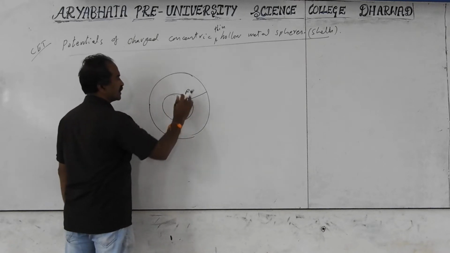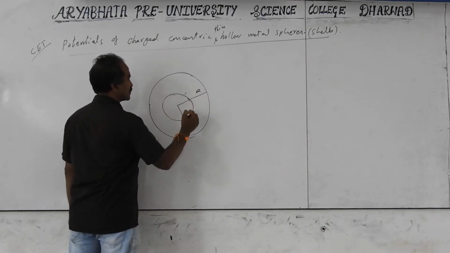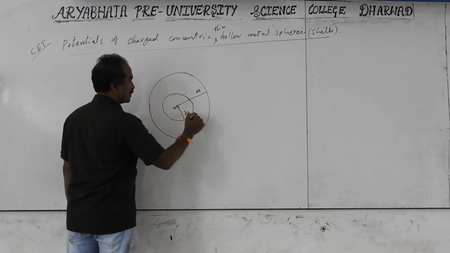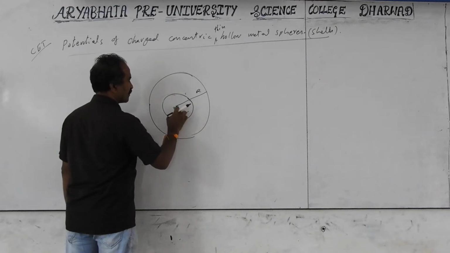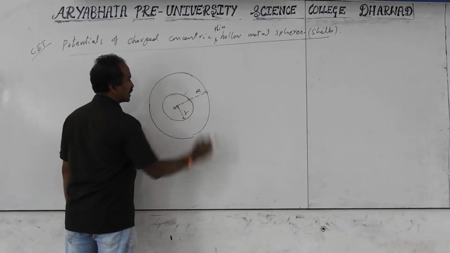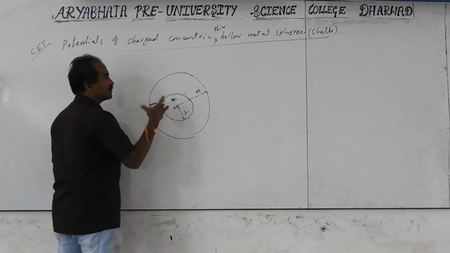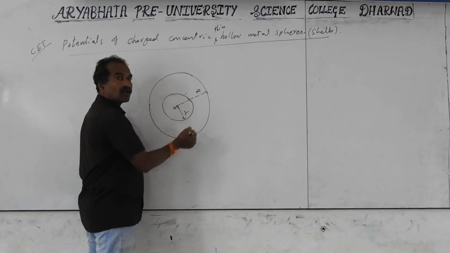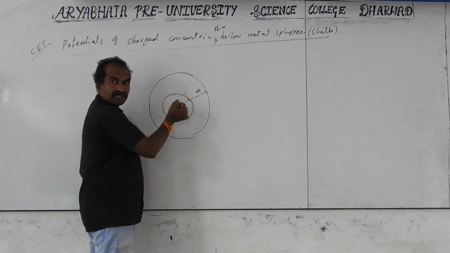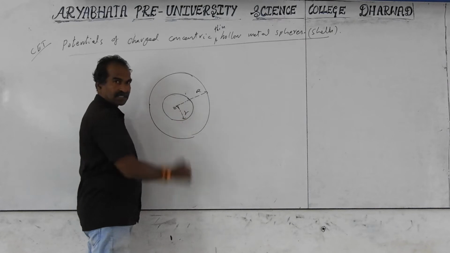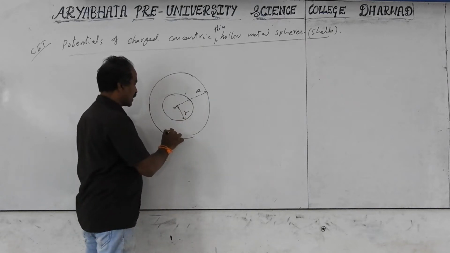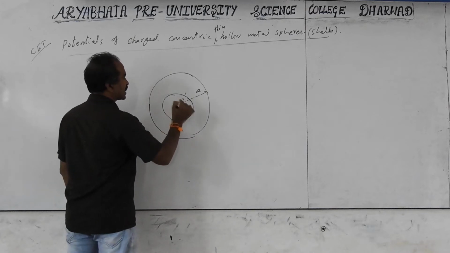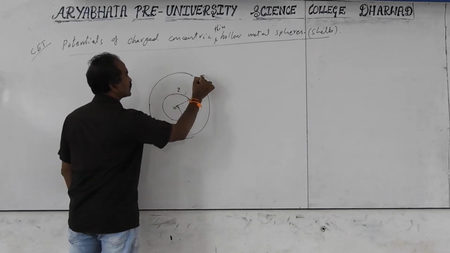Keeping the charges on the inner sphere, this is the inner sphere, this is the center of the sphere. The inner sphere radius is smaller, and the outer sphere radius is capital R. The inner sphere can be hollow or solid, it does not matter, because charge is stored on the outer surface. But the outer sphere should be hollow so that we can keep one sphere inside. Between these two, air is present. You can take air or any other medium. And charges are given. The inner surface charge is small q, the outer surface charge is capital Q.